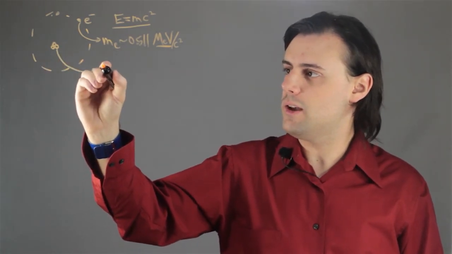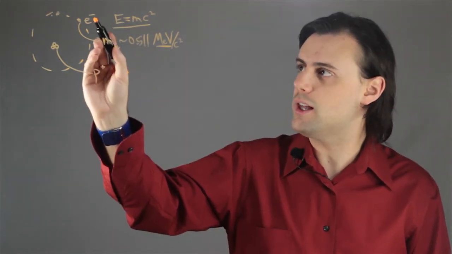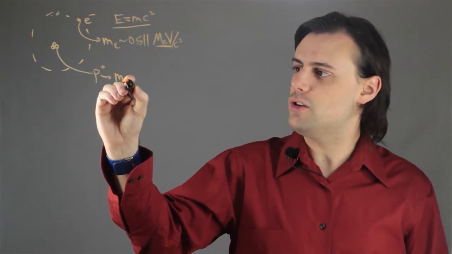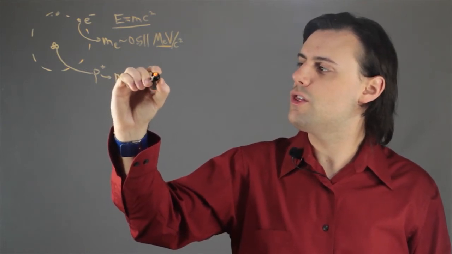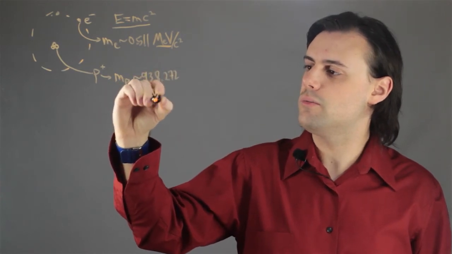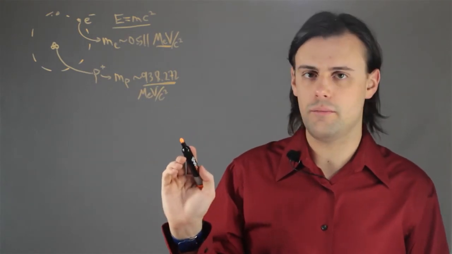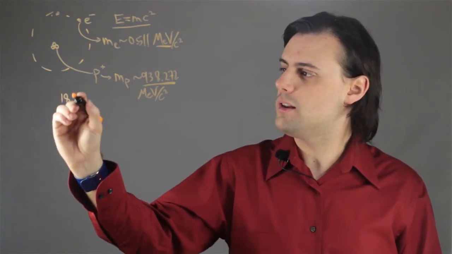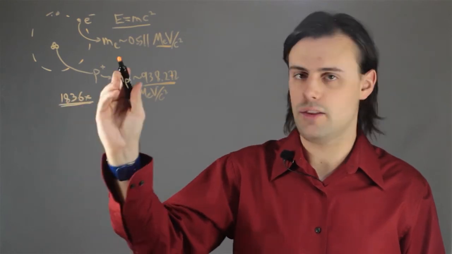P, sometimes will have a little plus sign to indicate that it is positively charged as opposed to the electron, which is negatively charged. And the proton has a much larger mass, which is approximately equal to 938.272 mega electron volts per speed of light squared. So we see already that there's a huge difference in mass between these particles. The proton is approximately 1,836 times heavier than the electron.